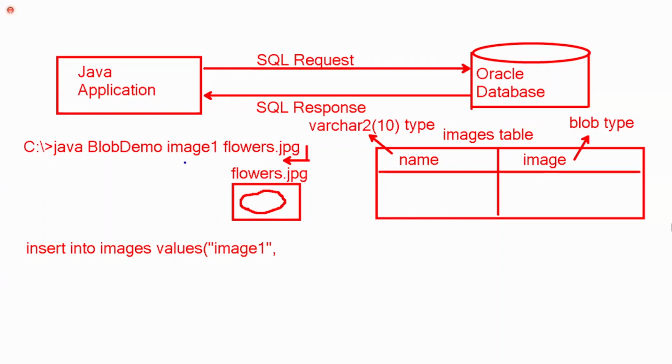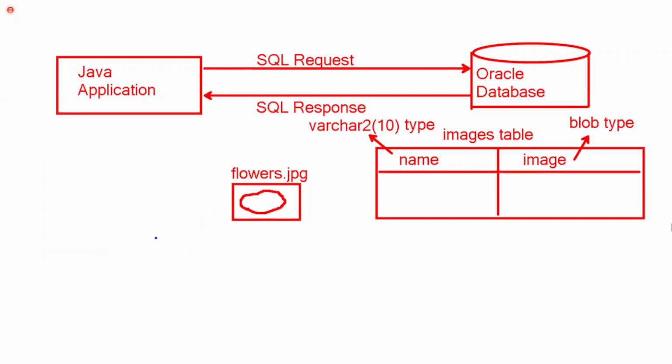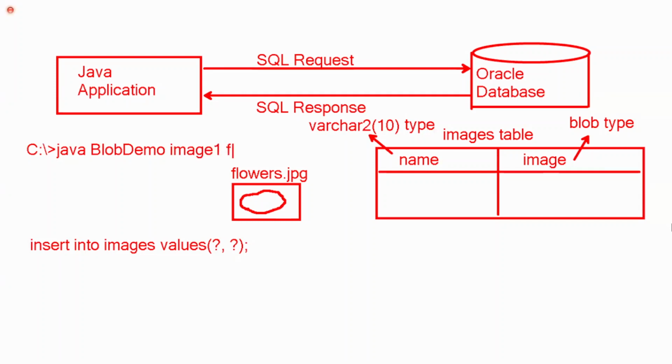Now, this image1, as it is, I want to insert. Actually here, a static SQL query is not suitable. Compulsorily we have to write a dynamic SQL query: insert into images values, question mark, we have to write. Now, at the command prompt, while executing the Java program, we'll write like this: java BlobDemo image1 space flowers.jpg. This is our task.